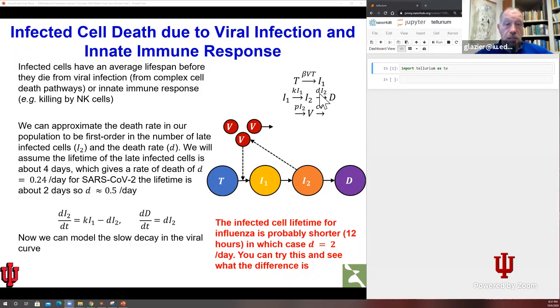For influenza, a guess of about 4 days is probably not way off. So that would mean the clearance rate D would be about 1/4. For SARS-CoV-2, the infected cells seem to produce virus before dying for about 2 days. So that rate D is about 1/2.